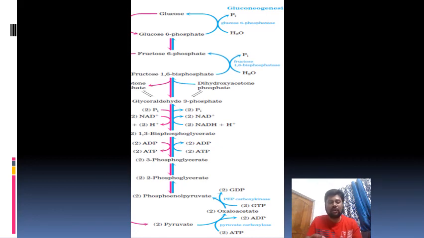One more thing you should know about this pathway is regulation. Gluconeogenesis is regulated by a reciprocal regulation of glycolysis. Both the regulation of glycolysis and gluconeogenesis together we will discuss in the next video.